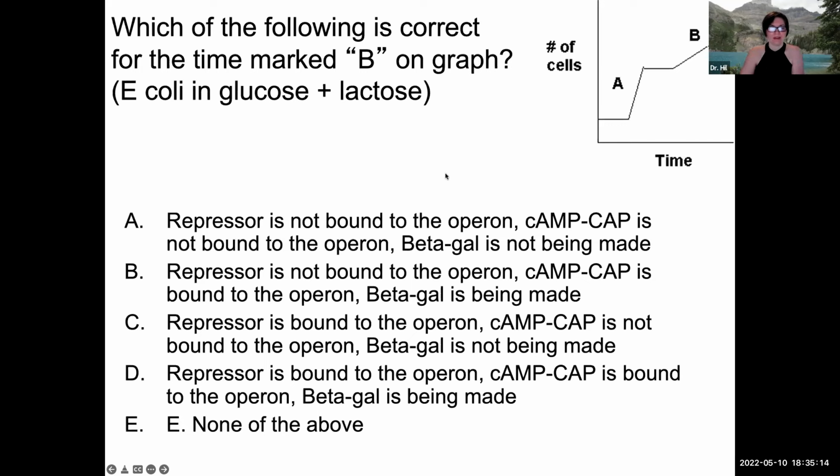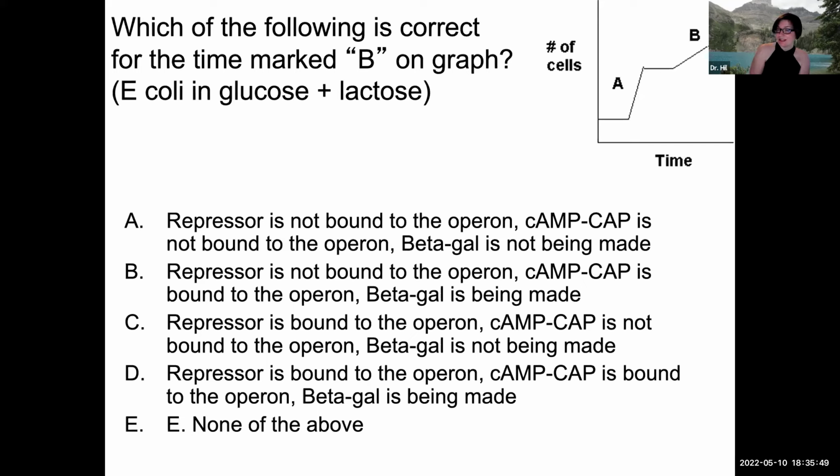Okay, so let's talk about it. Lactose is present, so it has disabled the repressor. So that narrows it down to A or B. Okay. Glucose, however, is gone. Glucose is gone. ATP levels are low. So cyclic AMP levels are going to be high. CAP is going to be activated. And that means it's going to bind to the operon.